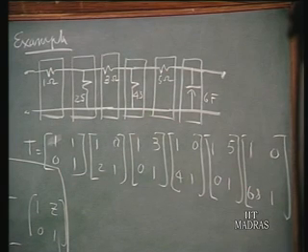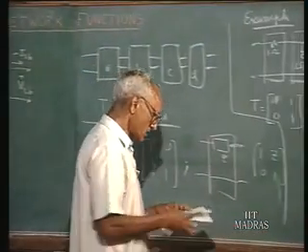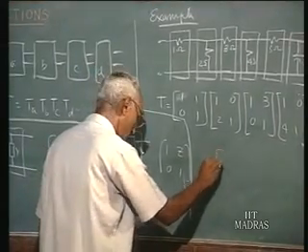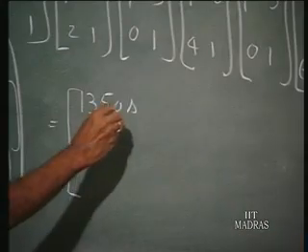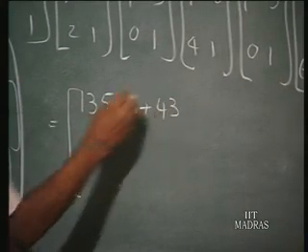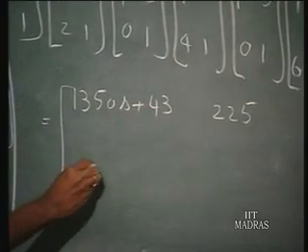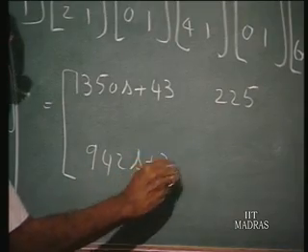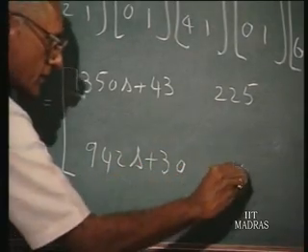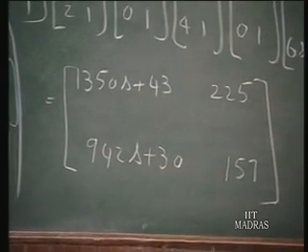So you can write this down by mere inspection, the chain matrix, the ABCD matrix of the overall configuration, and if you multiply this out and simplify, this turns out to be 1350s plus 43, that is the A parameter, B parameter is 225, C parameter is 942s plus 30, and 157 is the D parameter. So that is the ABCD matrix of this overall configuration.